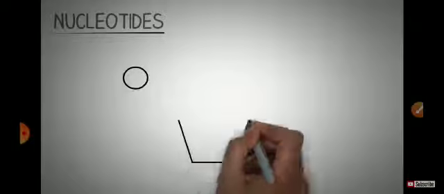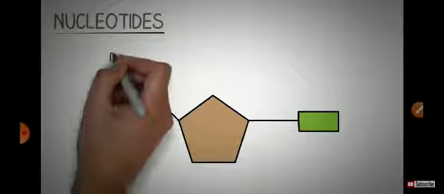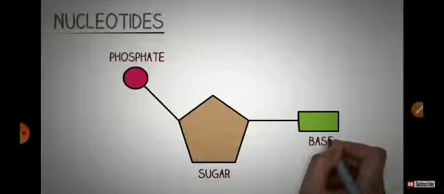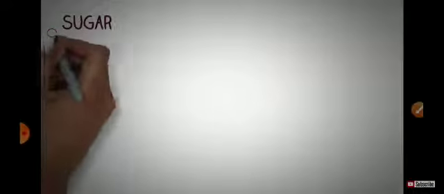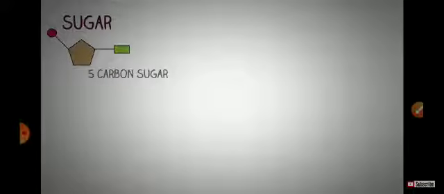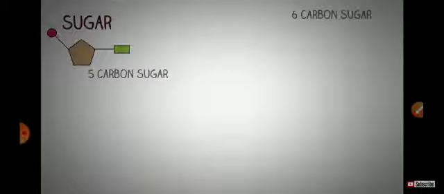the nitrogenous base. So when we talk about nucleotide, it comprises of three basic components. They are the first, that is the phosphate, secondly the sugar, and thirdly it is the base, which is nitrogenous in nature. It is referred to as nitrogenous base because it consists of nitrogen. Now talking about the sugar, it is a 5-carbon sugar, that is the pentose. It is deoxyribose or ribose.